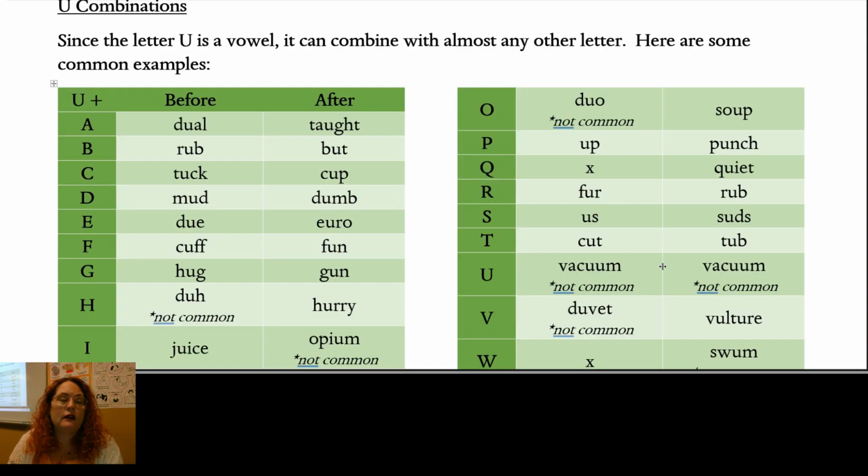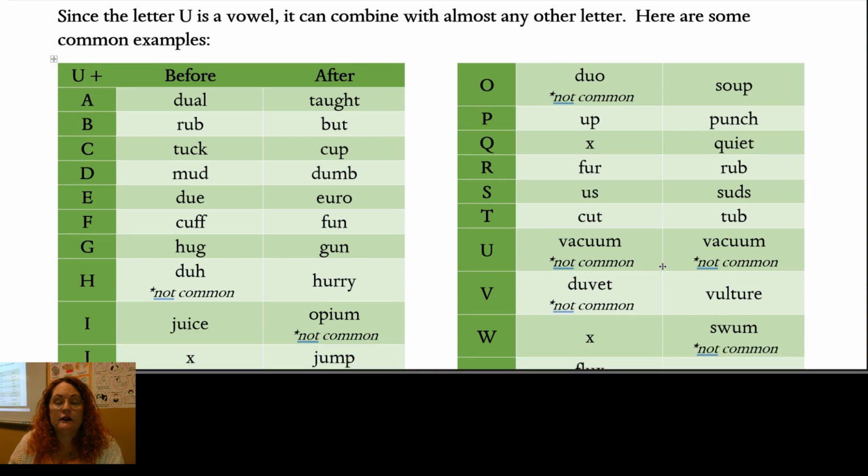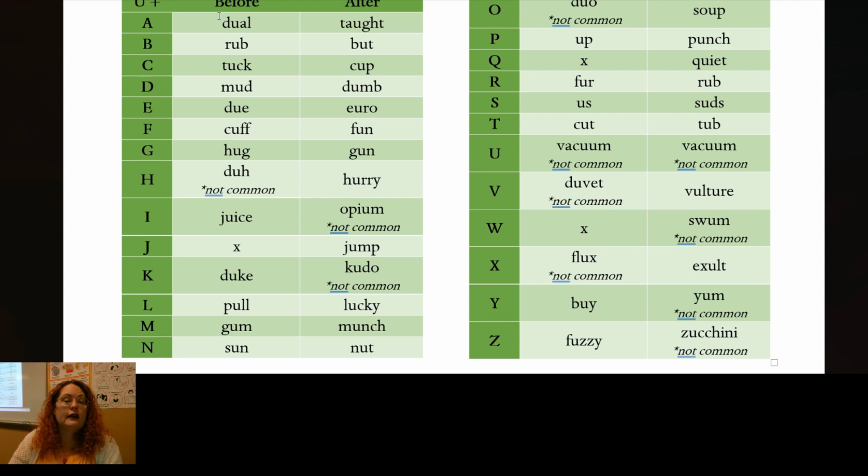Because U is a vowel, it combines with almost every other letter. U can come before or after almost every letter. Some are common, some not so common. J does not come after a U. Q doesn't come after a U. And W doesn't come after a U. Everything else you can find in English. Let's look at these words.